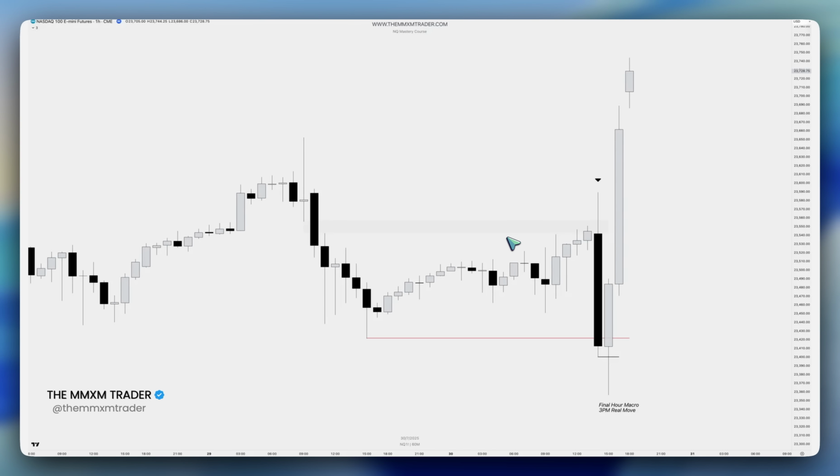The advanced students can try and catch the short here and then the long here. Don't do that in the beginning. Focus on 3 p.m. and wait for both sides to get run.